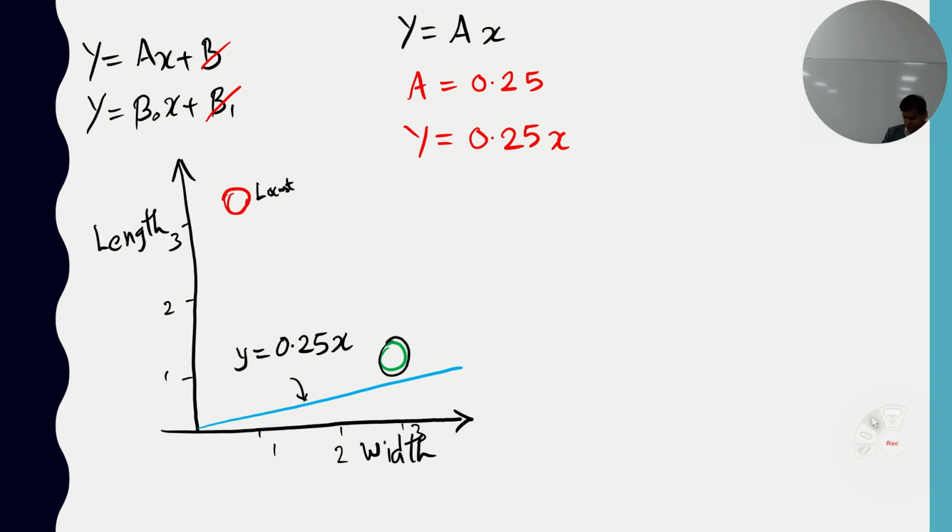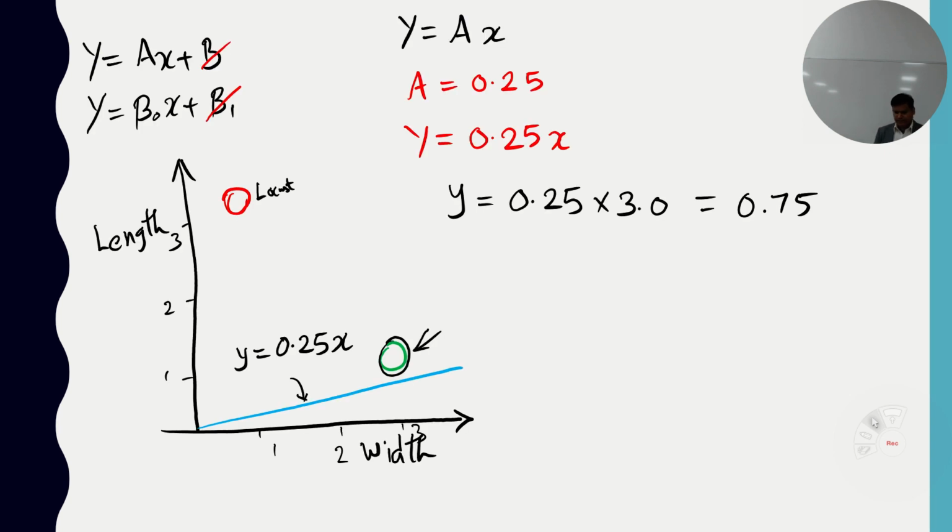So at least, for example, if I have y equals 0.25 times 3.0, where 3.0 is the actual value of x for that bug there, the ladybird, this one, right? If you have this, it comes around 0.75. From this we know one thing for sure: we have a function with this parameter A.